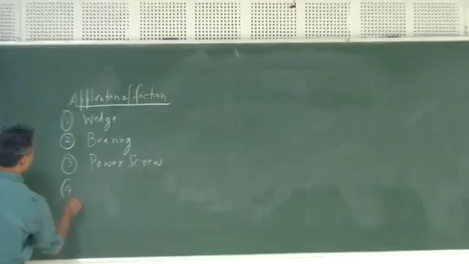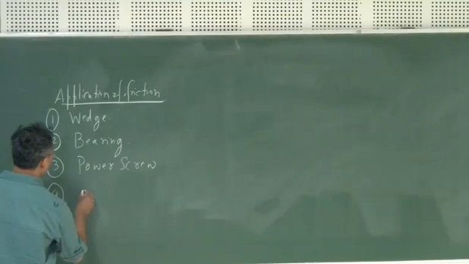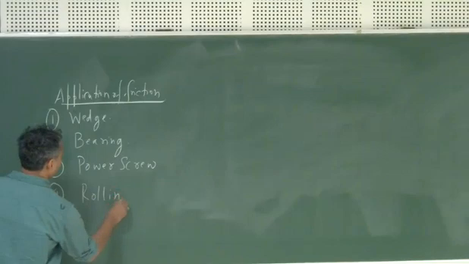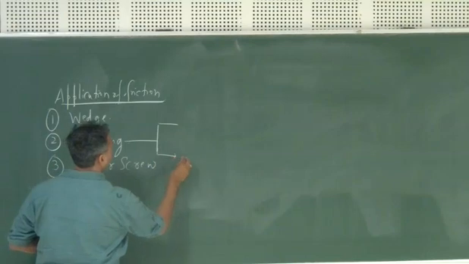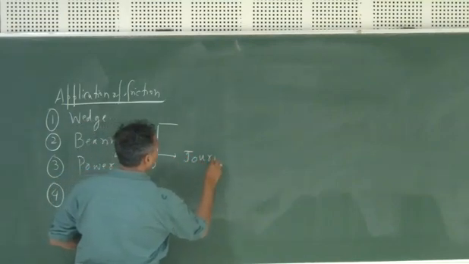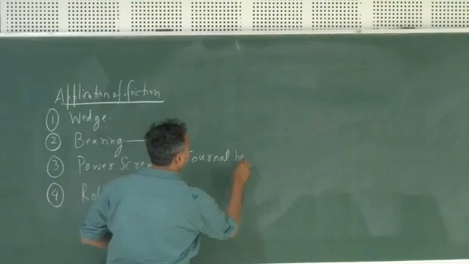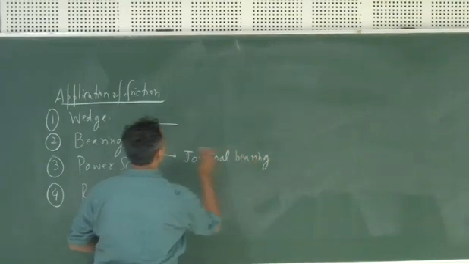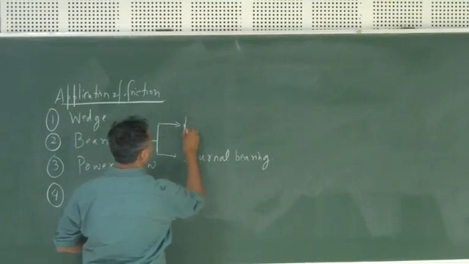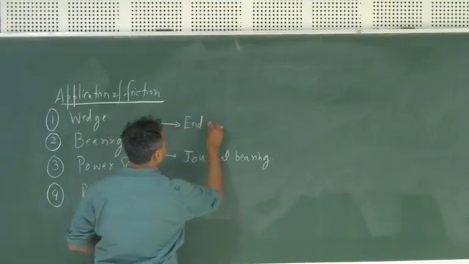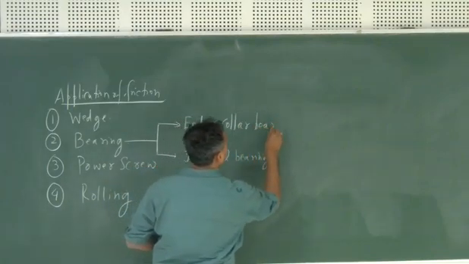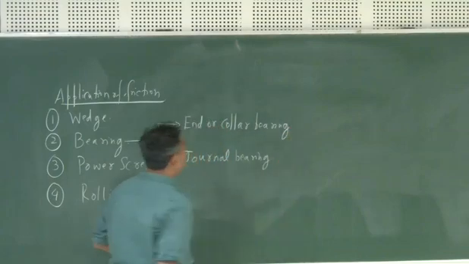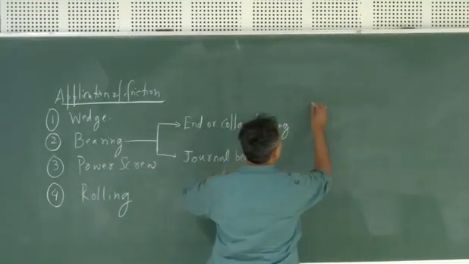Fourth one is rolling friction. In this, we will see two kinds of things. First one is the journal bearing related friction, and here we will see the collar bearing kind of example, if you want to understand it in a better way.